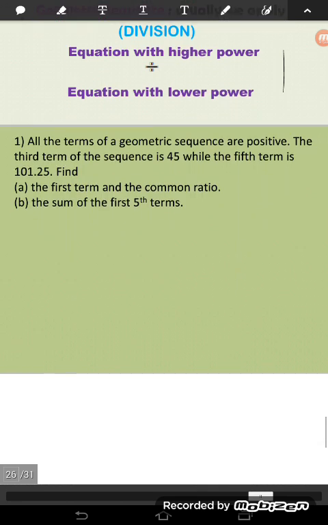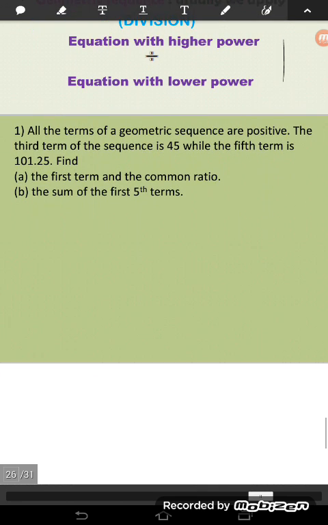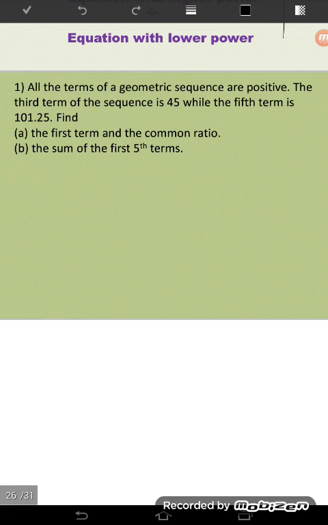Okay, so contoh ni untuk yang geometrik ni. So I have here, all the terms of a sequence are positive. So dia kata semua positif. And the third term of the sequence is 45. Okay, so listkan dulu third term. T3 is 45. While the fifth term is 101.25. Okay, so fifth term T5 is equal to 101.25. Okay, so question, find the first term and the common ratio.